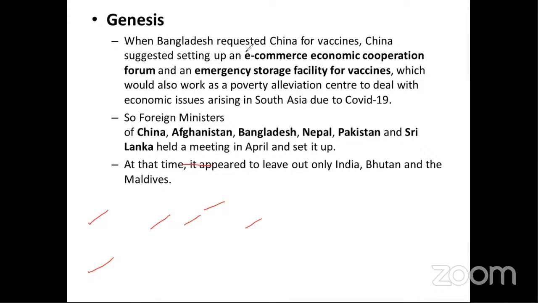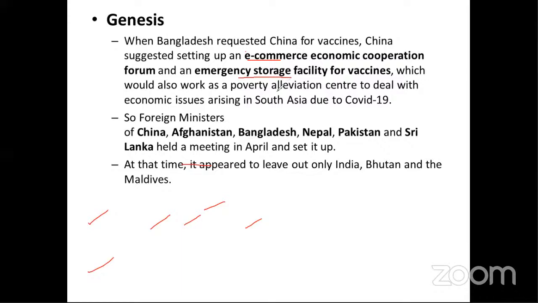So, when Bangladesh requests China for vaccines, China suggests setting up an e-commerce economic cooperation forum. When Bangladesh requested China, they required more vaccines. So in return, China suggests setting up an e-commerce economic cooperation forum. What is the main purpose of this forum? It is an emergency storage facility for vaccines.